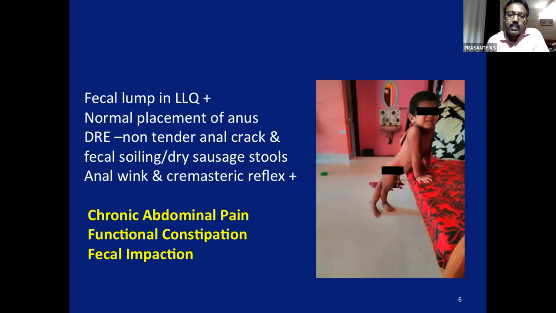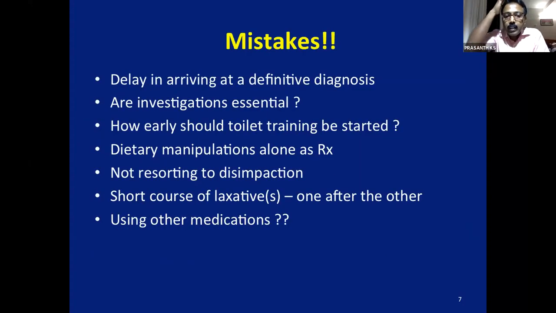So the final diagnosis here is that the child was having chronic abdominal pain with functional constipation being unmasked, and now the child has presented with a fecal impaction. This brings to us some pertinent issues with regard to this case.